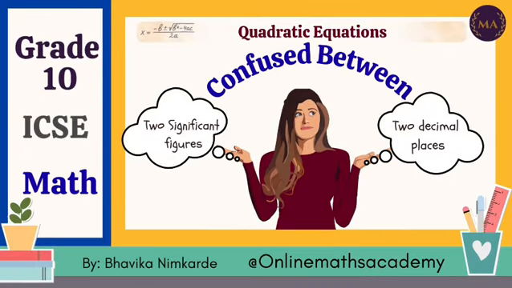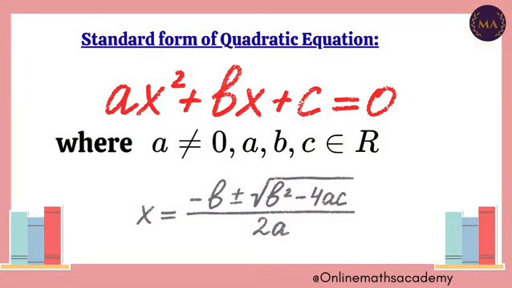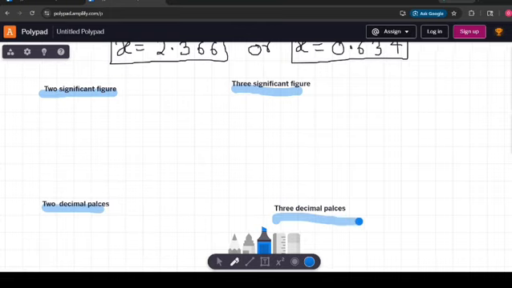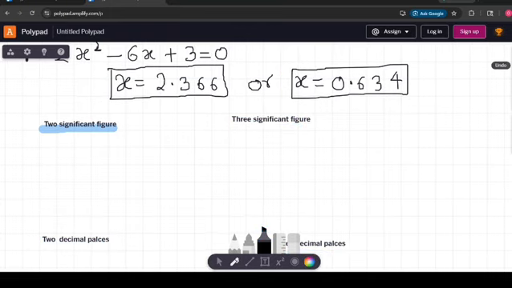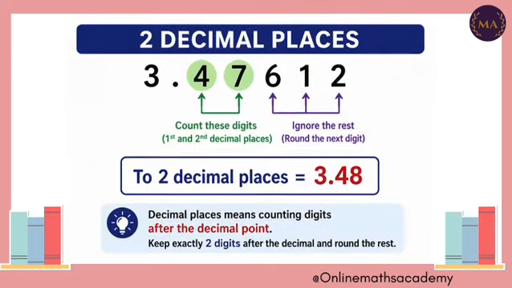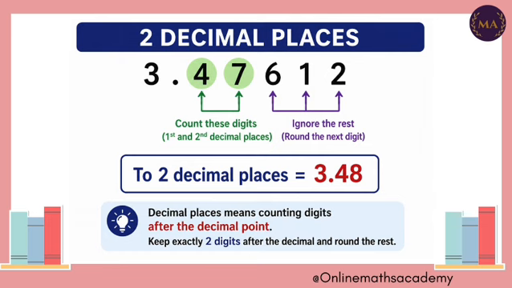Confused between two significant figures and two decimal places? Let's learn the difference between both. So in the previous question, we got the value of x as 2.366 or x equal to 0.634. Now if the question specifies, write the answer in two significant figures. Significant figures means digits, two valid digits, and decimal places means digits after the decimal.